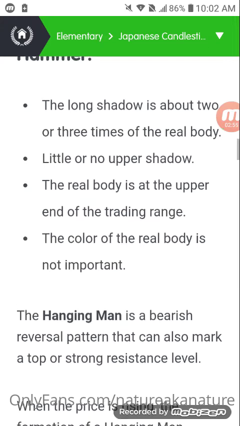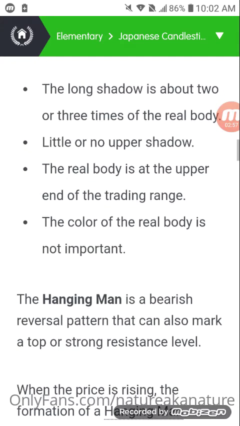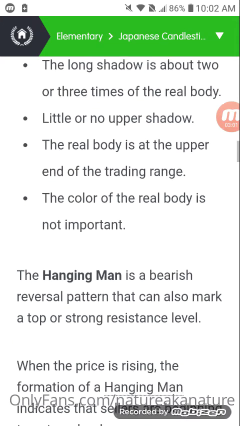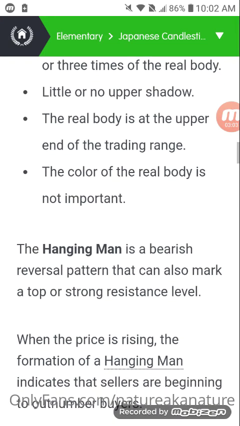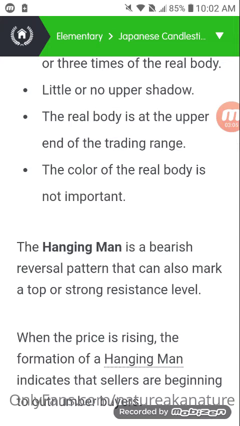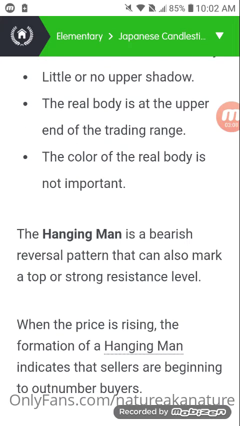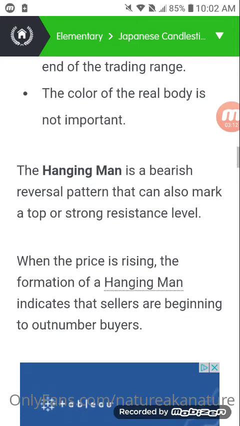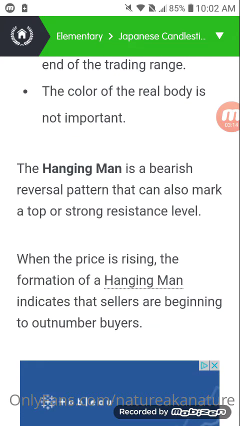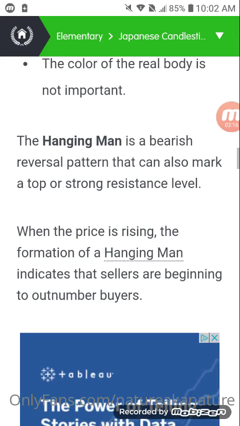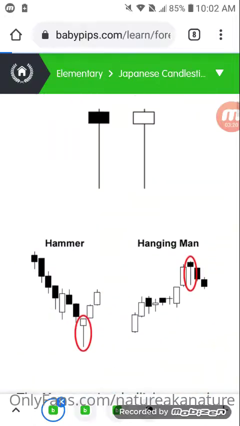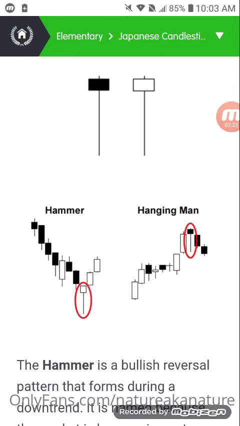The hanging man is bearish. This is the opposite. They look identical, but remember, this is the opposite. The hanging man is a bearish reversal pattern that can also mark the top of a strong resistance level. So you find this at the top of a strong resistance level when price is rising. The formation of a hanging man indicates that sellers are beginning to outnumber buyers. That's what this means when you see a hanging man.